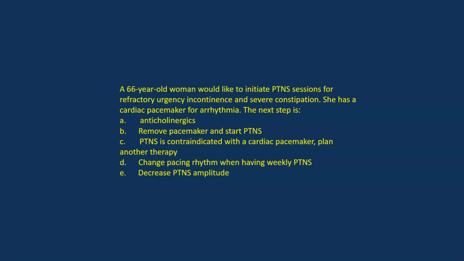She has a cardiac pacemaker for arrhythmia. The next step is A, anticholinergics, B, remove pacemaker and start PTNS, C, PTNS is contraindicated with the pacemaker, plan another therapy, D, change pacing rhythm when having weekly PTNS, or E, decrease PTNS amplitude. So please put your answers in on that.